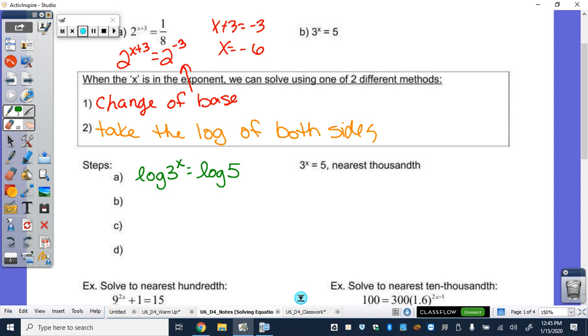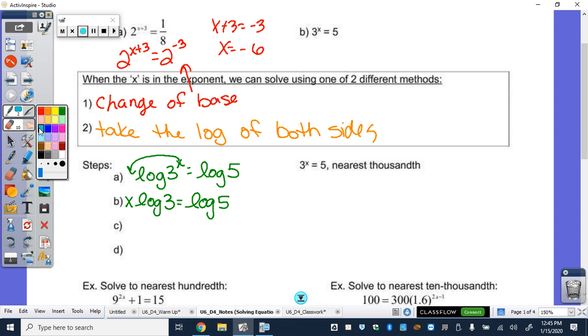Doing that then creates it so that they have the same base now because they're both log base 10. Using our exponent rules, what happens to my exponent of x there? Comes down in front, so now it's no longer in the exponent spot. We have x times the log of 3 equals my log of 5. Since it's x times the log of 3, I would divide by log of 3. So we would have x equals the log of 5 divided by the log of 3.